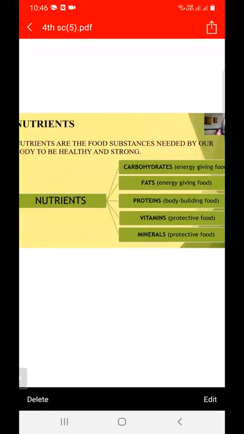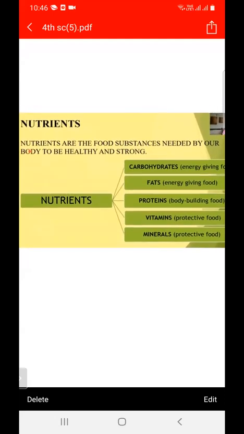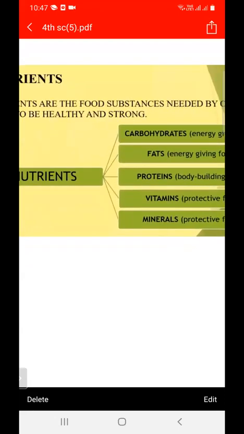And what do you mean by energy giving food? The food which gives us energy to do work. Carbohydrates and fat are energy giving food, but fat gives more energy as compared to carbohydrates. And protein is called bodybuilding food because protein builds the muscles of our body. And vitamins and minerals are called protective food. And why are they called protective food? Because they protect us from many diseases.